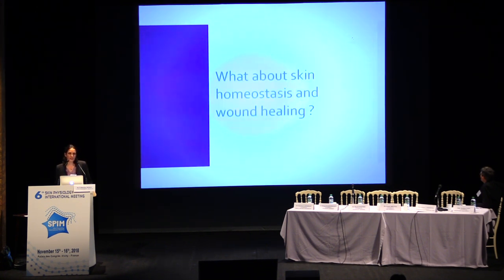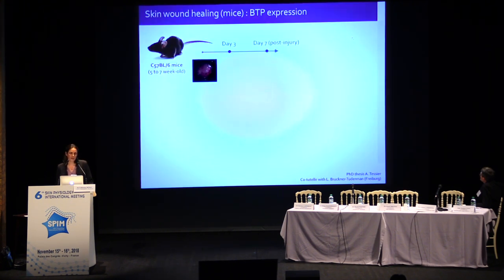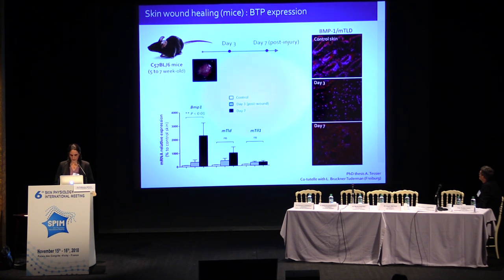So after this rather long introduction, what is the role and expression of these proteins in skin homeostasis and in skin wound healing? So to look at this, we use a rather classical skin wound healing model in mice, where full thickness wounds were created in the back skin of the mice. And what we observed was that the most relevant BTP protease in this model was BMP1, which is the most highly expressed protease. And you see that the expression peaks around day 7, which corresponds to the proliferative or granulation phase of wound healing.